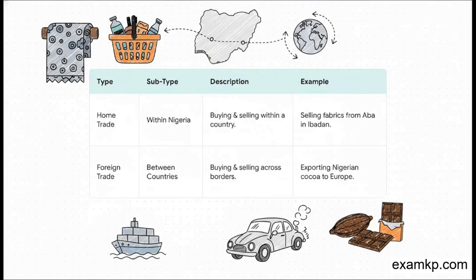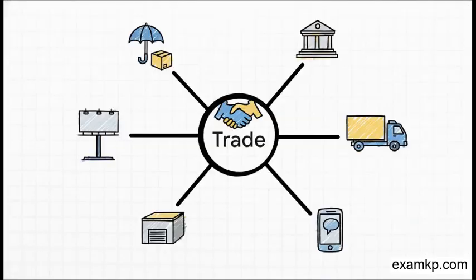Think about when we export Nigerian cocoa to Europe or when we import cars from Japan. So to keep it simple, home trade is local, foreign trade is international. Now for that second branch, the aids to trade. Honestly, these are the unsung heroes of commerce. Without them, trade would be incredibly difficult, maybe even impossible.